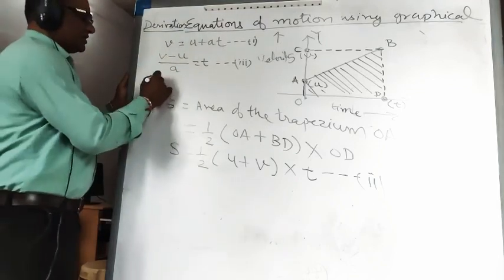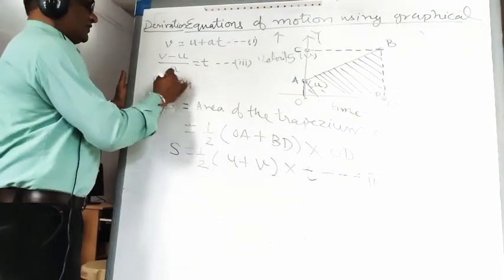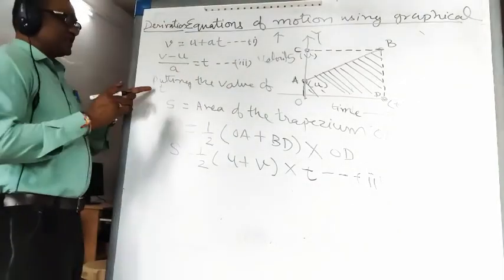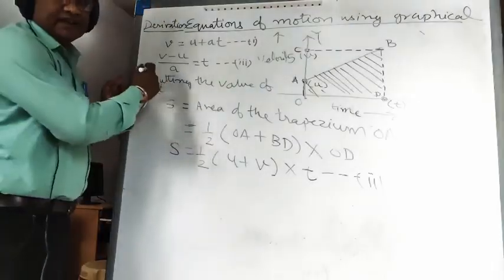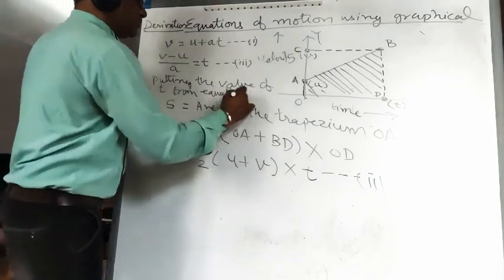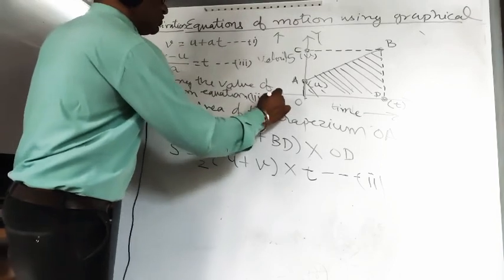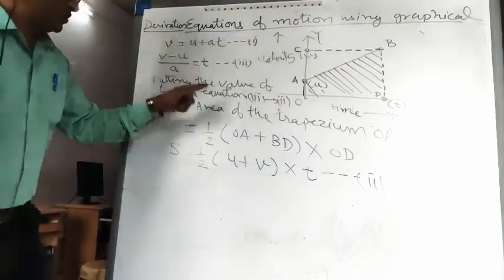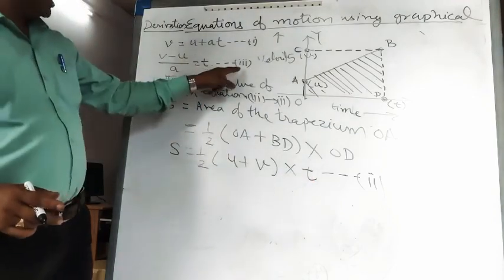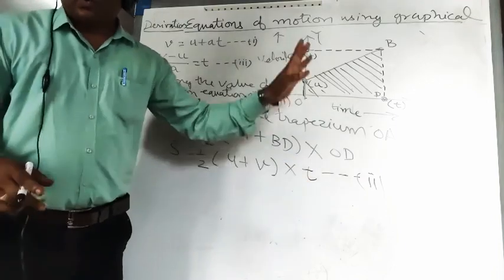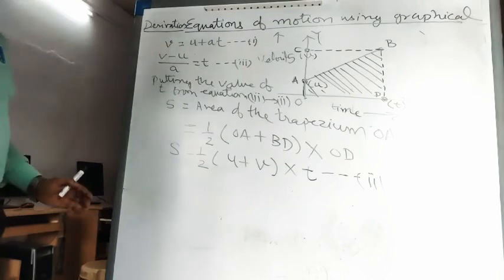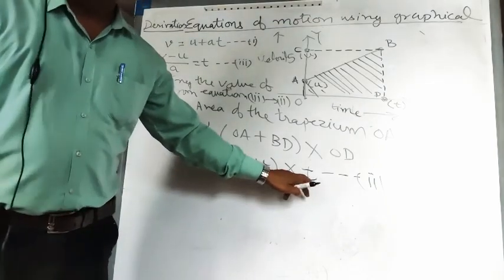Now you will write here, putting the value of t. Please see carefully. Putting the value of t from equation number 3 to equation number 2. Let us put the value of t from equation number 3 into equation number 2 to derive the second equation of motion.